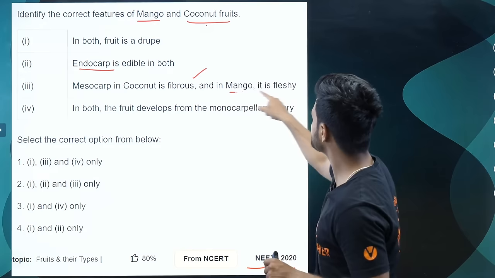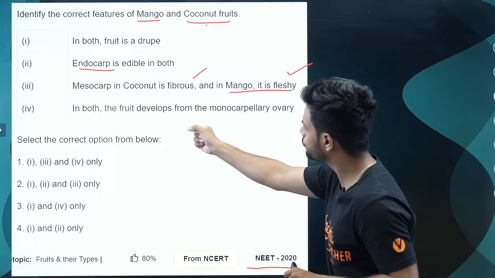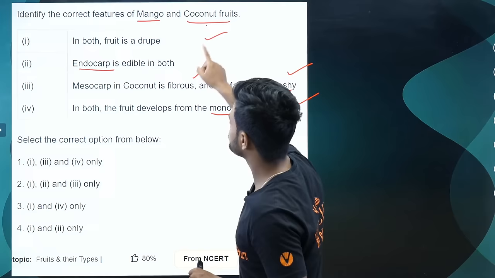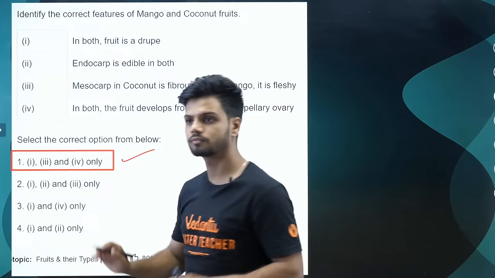I just told you, correct. In both, the fruit develops from a monocarpellary superior ovary. Correct, this is also correct. So 1, 3, 4 here.